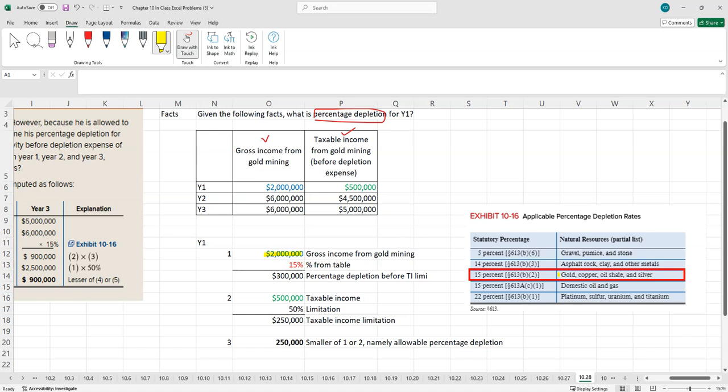We know that it's gold, and because we love gold, there's 15%. So that's the calculated amount, $300,000. But we are limited. The amount we can take for percentage depletion is limited to 50% of our taxable income, so $250,000. So we have to pick the smaller of these two. That is going to be our percentage depletion.